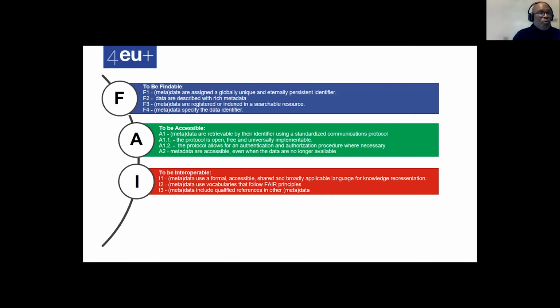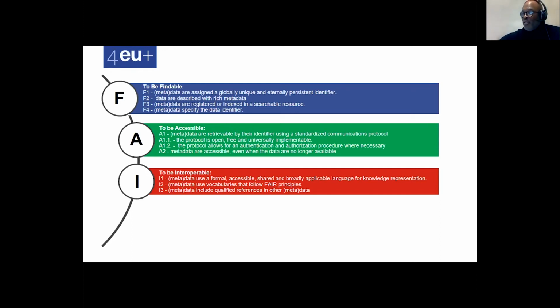And the I, for making your data interoperable, describes what format, how it's accessible, how it's shared, and broadly using applicable language for knowledge representation. The I2 in this facet uses vocabularies that follow the FAIR principles. And the I3 uses data that includes qualified references and other metadata.